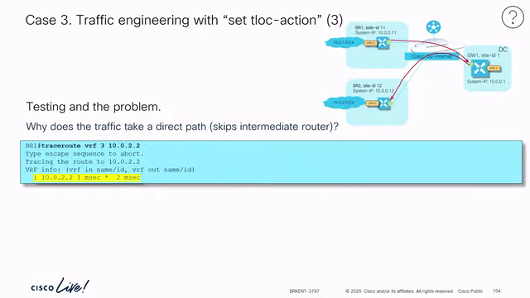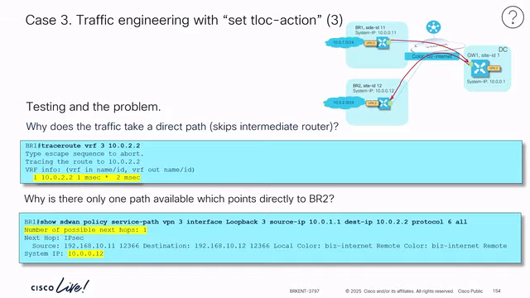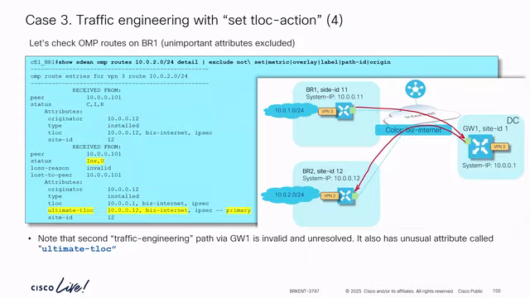What happens next? We start to verify if the policy works as intended, as we wanted. And traceroute shows that there is only one hop. It means traffic goes directly to BR2. And the same show sdwan policy service-path confirms, right? We go directly to the system IP of BR2. Strange. Let's check OMP routes. Let's check OMP routes on BR1.